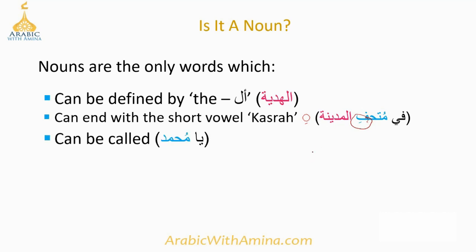Also, nouns are the only words that can be called upon, such as Ya Muhammad, O Muhammad. In this phrase, we are calling Muhammad. So if you find a word and you don't know if it's a noun or not, but it has any of these traits, you can say that this word is a noun.